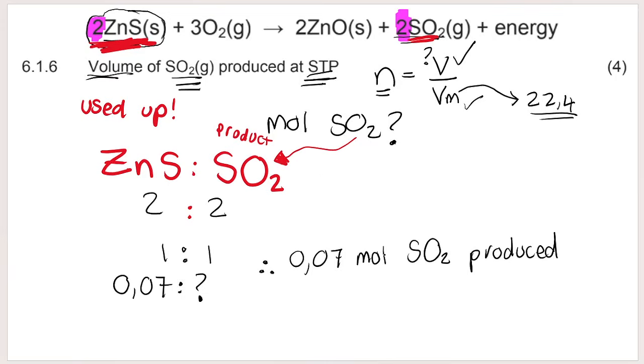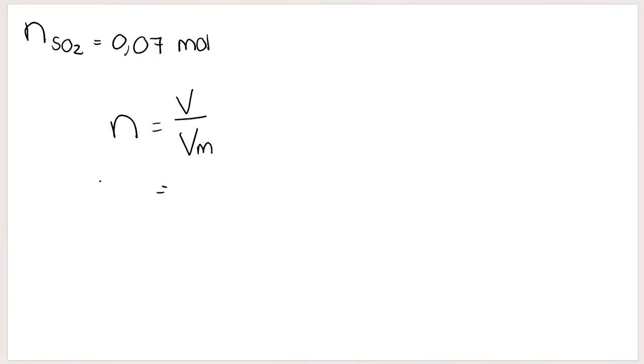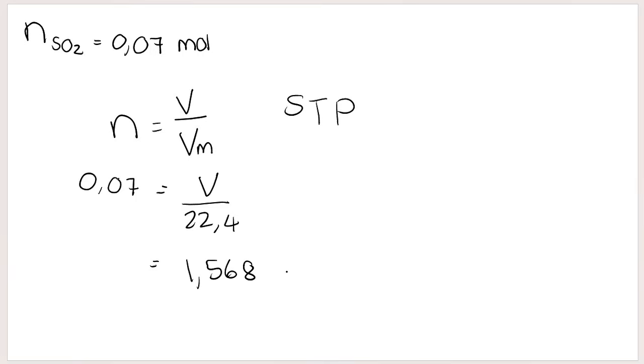So now how do we go from moles to volume? Well, we mentioned that we're going to use this formula and it's at STP, so we know Vm. Therefore, my number of moles of sulfur dioxide is 0.07. My volume is what I'm looking for, and my molar volume, because it's at STP, is 22.4. So how we solve for V is we say 0.07 multiplied by 22.4, and I get 1.568 cubic decimeters.